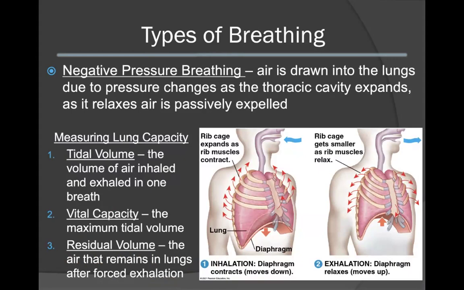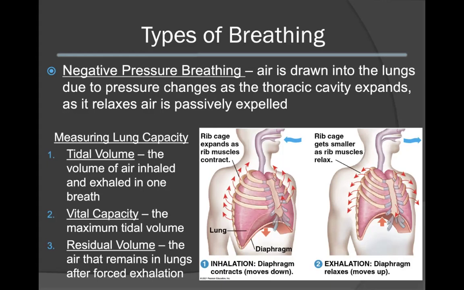In general, air is inhaled as the diaphragm contracts and pulls down the thoracic cavity. This will open up the rib cage to create negative pressure to then draw air in. As the ribs get smaller and the diaphragm relaxes, the air will then be exhaled passively.